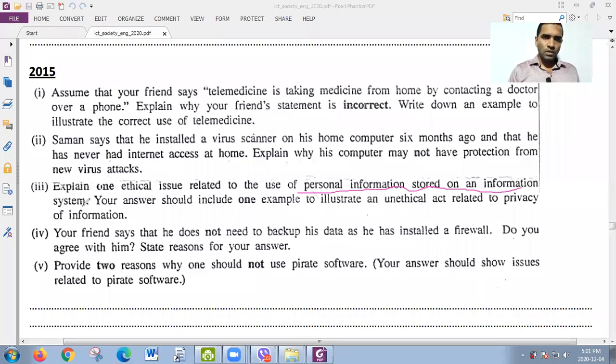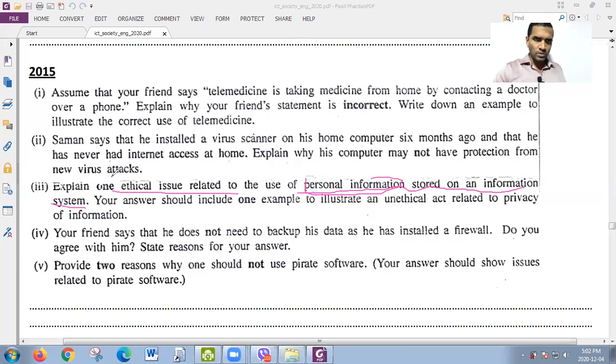So assume a bank has an information system because all the customers' data are saved there. So that is an information system. Their customers' details are there, so they are personal information, right? So you have to write one ethical issue. You can simply say that the personal information in that particular information system can be given to others without the customer's permission. So this is unethical. Very simple one.